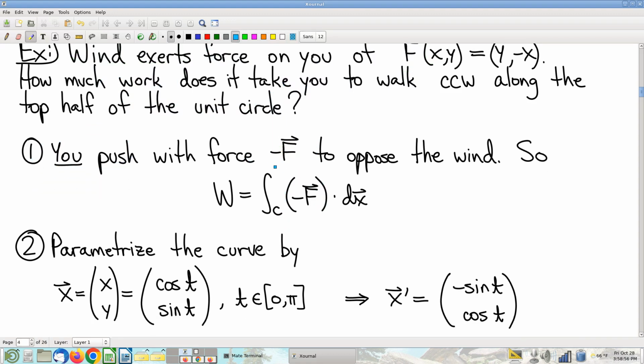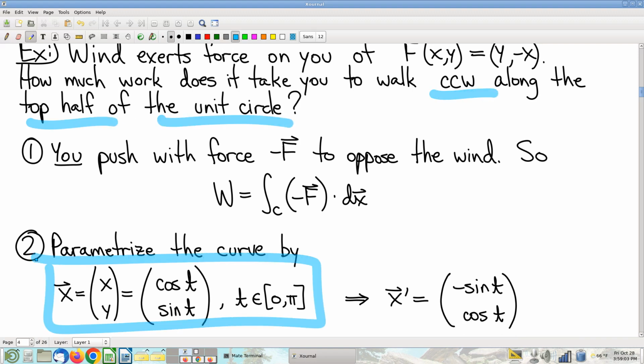And now we just get to the computation. How do we compute this thing? Well, we are going counterclockwise, top half of the unit circle. There's a parameterization. Now again, conveniently, counterclockwise, we already know how to parameterize it. The top half only, because we're doing the top half, t only goes from 0 to pi. We're not going all the way around the circle. We're doing just the top half. And then let's see. We know we're going to need to take the derivative.